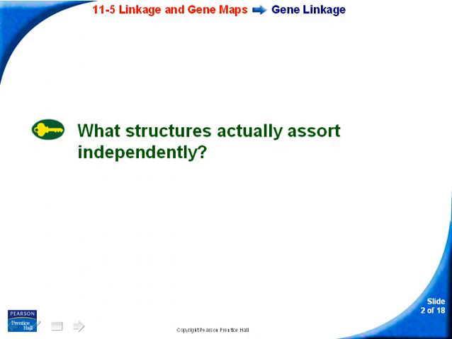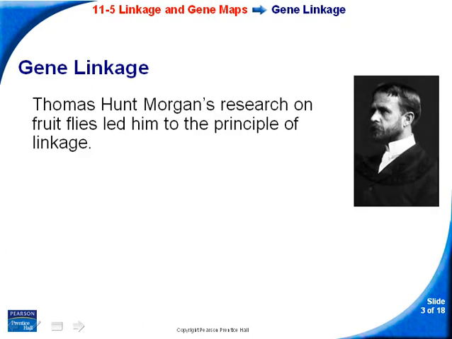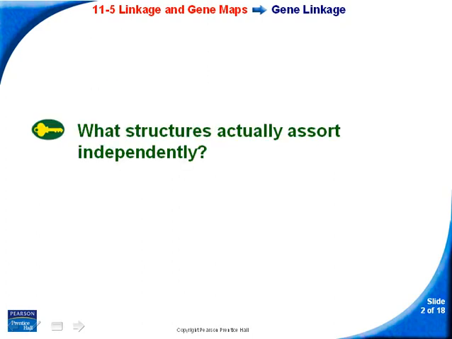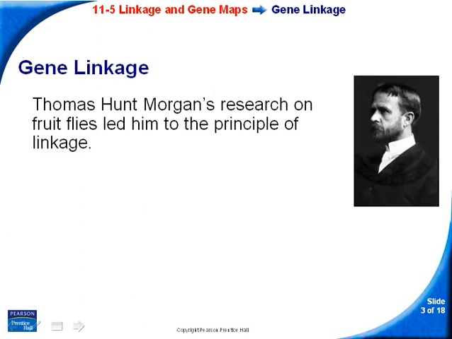And the first question we're going to ask is, what structures actually assort independently? If you remember correctly, Mendel said that genes assort independently, but the evidence didn't quite show that when people did further genetic testing.